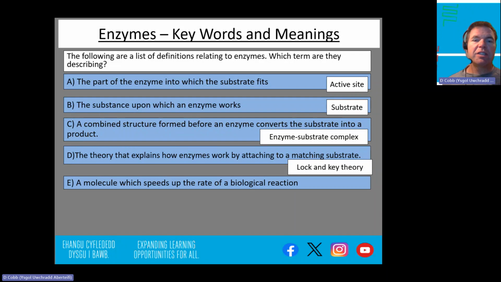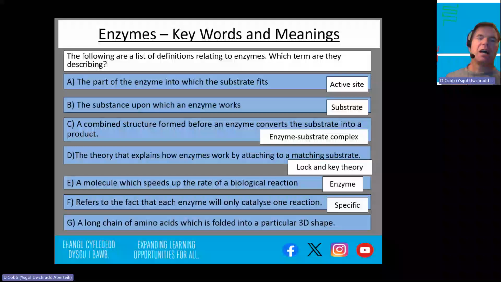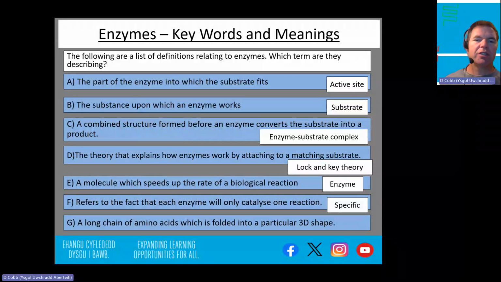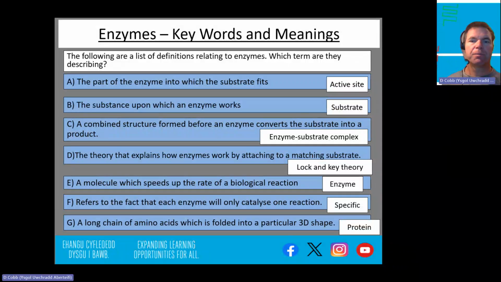A molecule which speeds up the rate of a biological reaction, well, that is what an enzyme is. And it refers to the fact that each enzyme will only catalyze one reaction. We say enzymes are specific. And a long chain of amino acids which are folded into a particular 3D shape, that is a protein, of which enzymes are one type, one category of proteins.